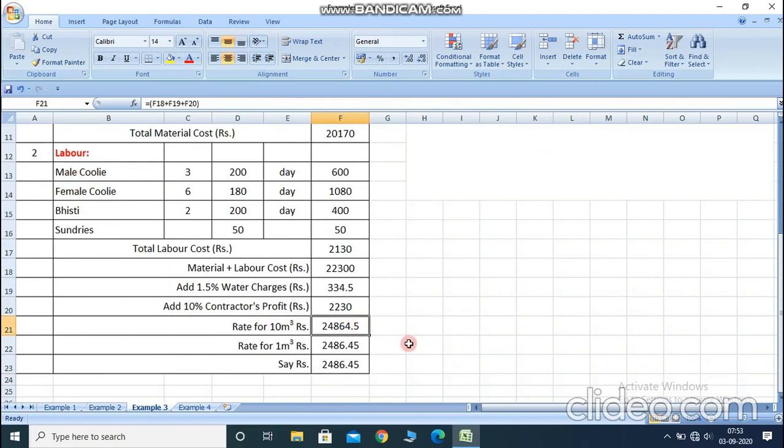Now for a 1 meter cube, the rate is 24,864.5 divided by 10. So we get the value 2,486.45 rupees. So here, without any point, the standard value says 2,486 rupees per meter cube BBCC work rate. So this is the final value we got.